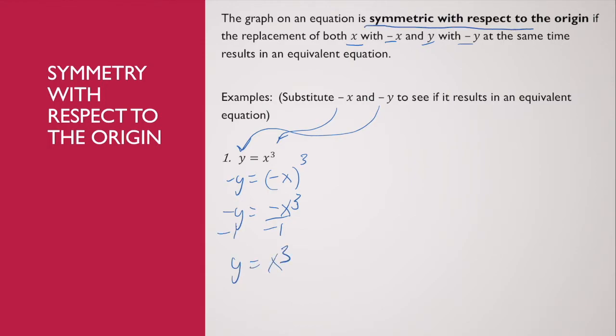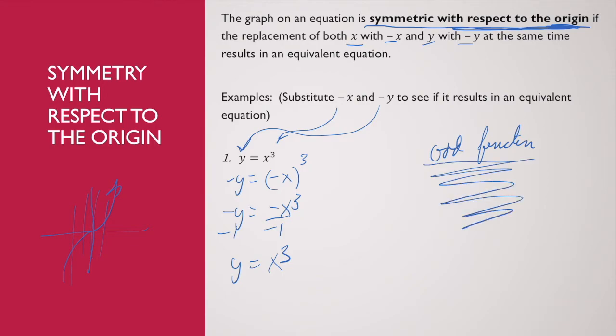So not only is this symmetric with respect to the origin, we could say that this is an odd function because the graph of a cubic function looks kind of like this and does pass the vertical line test. So this would be an odd function, whereas a circle, even though it's symmetric with respect to the origin, would not be an odd function.